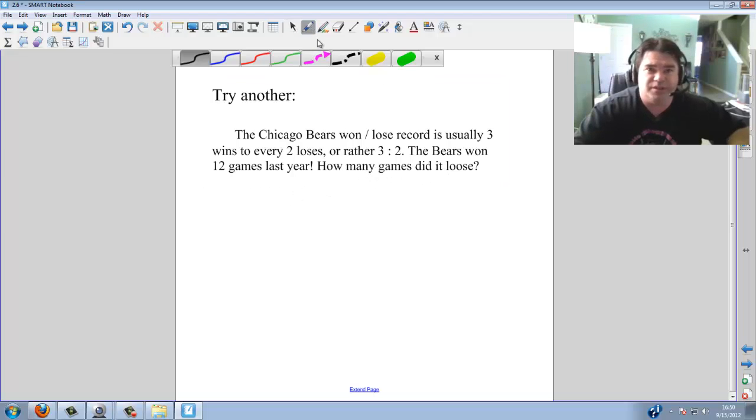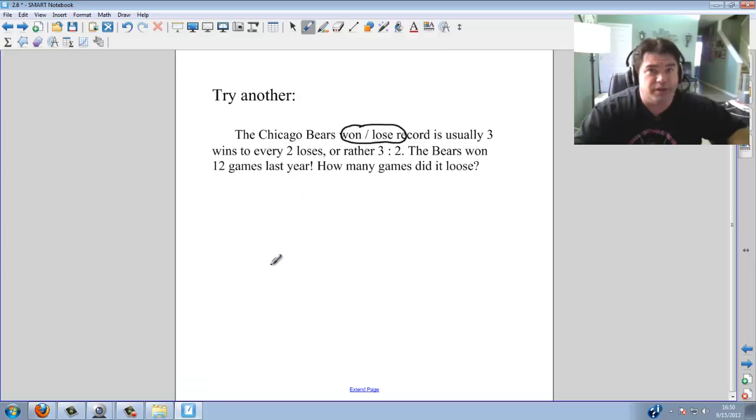So, let's put this together. If they win 3 for every 2 they lose, now, you can put them either way. I'm going to put 3 on top. Now, you don't have to do this, but I'm going to put wins up here. This lets me know what the top is, in case I forget.